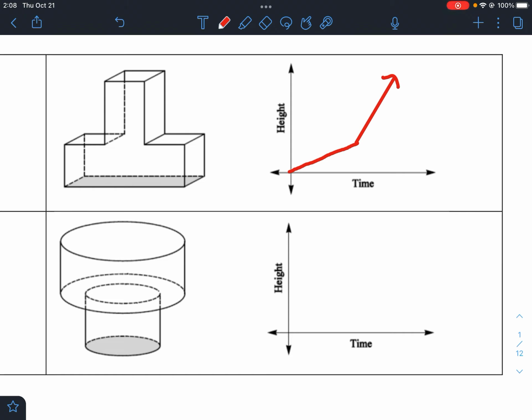And the last one, even though it's circular, doesn't really make too much of a difference. The only difference is the smaller one is on the bottom this time. So it's going to rise quickly until it gets to this circle, and then it's going to slow down. All right, so maybe it'll look like this, a quick rise, and then a slower rise after that.